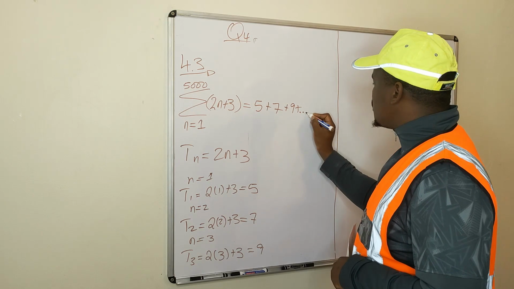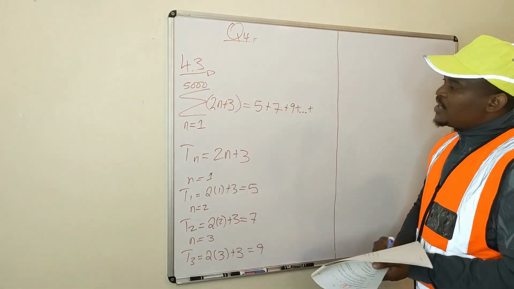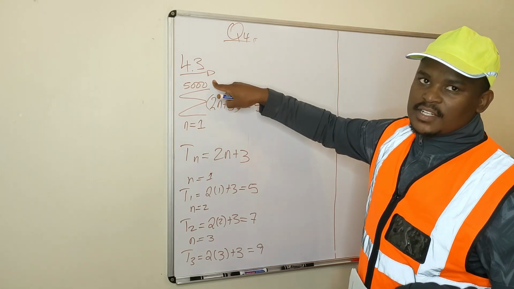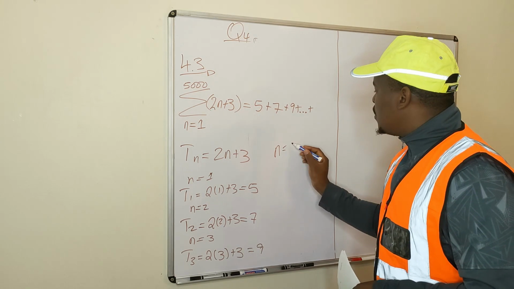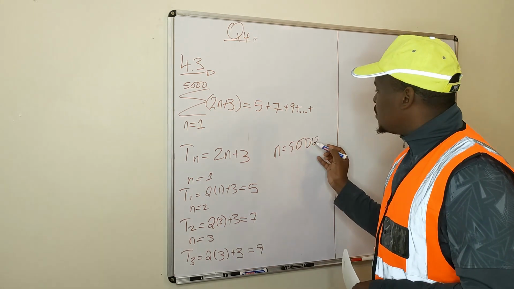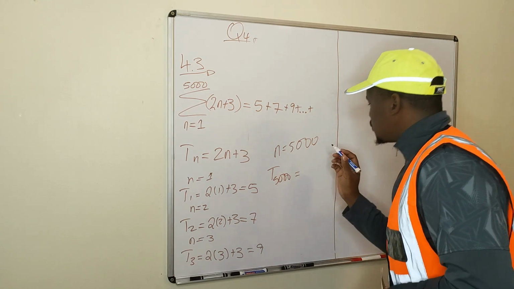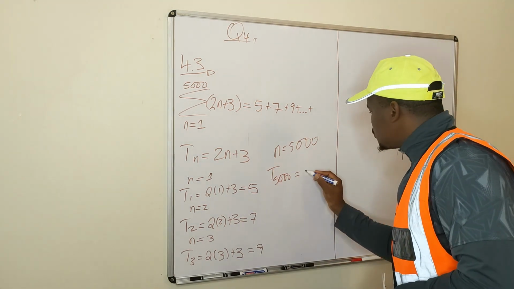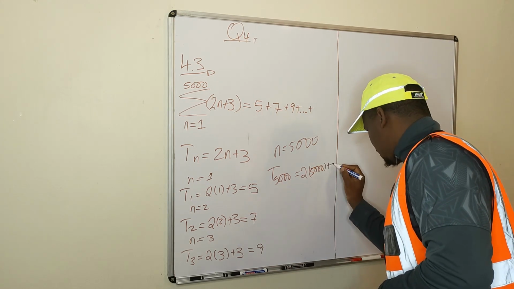And then this series continues, right? And now we must find the last term. It starts at 1 and ends at 5,000. So the last term will be at n is equal to 5,000. So T 5,000 is equal to what? It's going to be 2 times 5,000 plus 3.